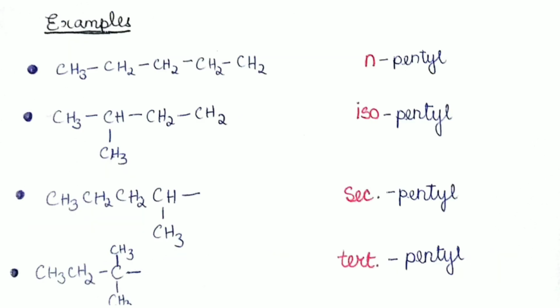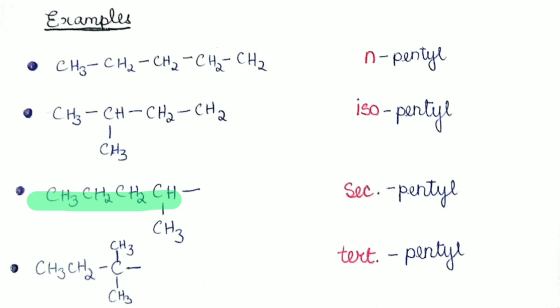Then we have this, which is having the branching at the second carbon, and it completely has 5 carbons in it, so therefore it will be isopentyl, because there is branching at the second carbon from the opposite side of the free valent carbon, therefore it is an isopentyl. Then if there is branching of 1 methyl group at the very free valent carbon, and there are a total of 5 carbons here, so we are calling it as secondary pentyl.